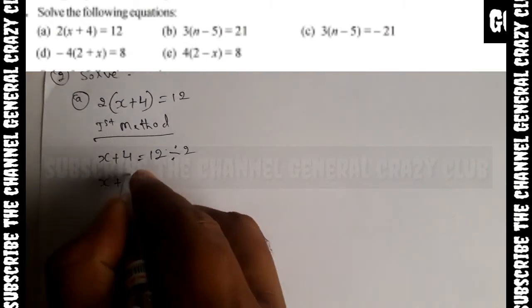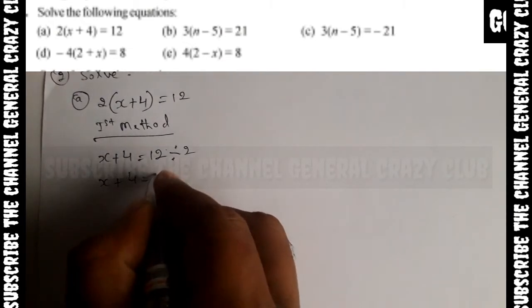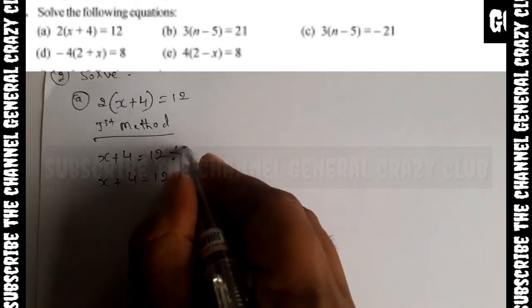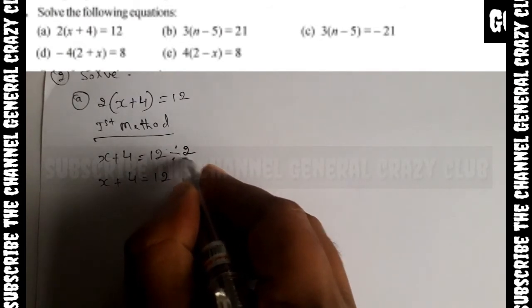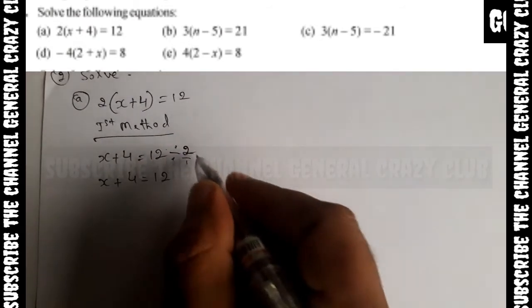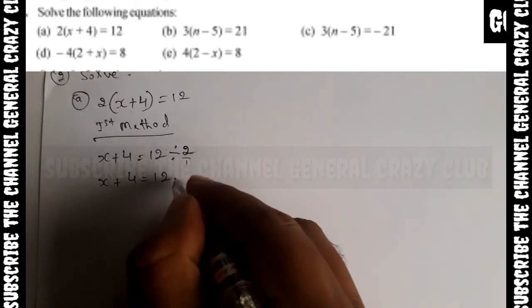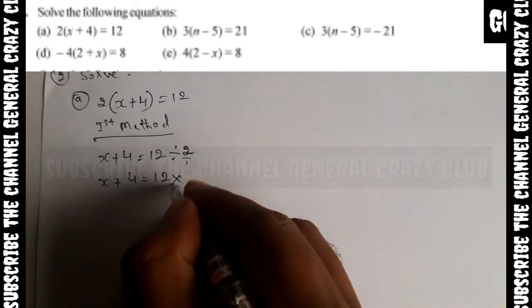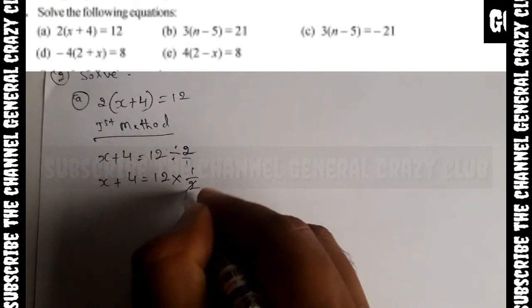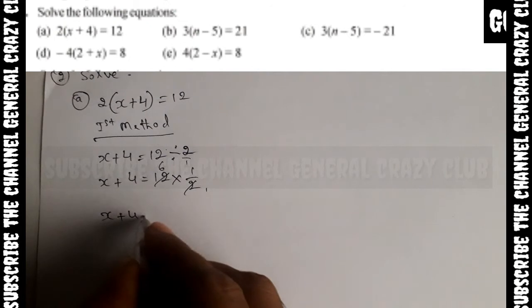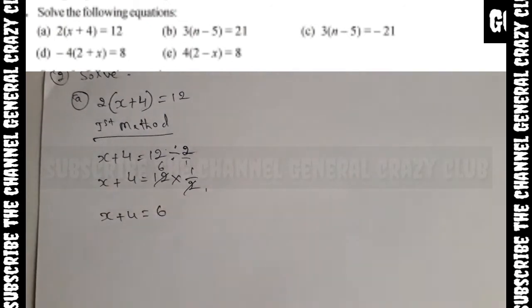x plus 4 equal to 12 by 2. 2 means 2 by 1 always. It is the inverse, so it becomes into 1 by 2. 2 ones are 2, 2 sixes are 12. x plus 4 is equal to 6.